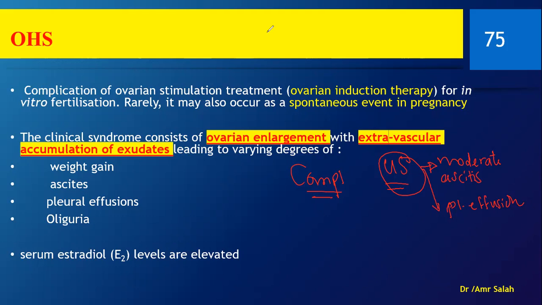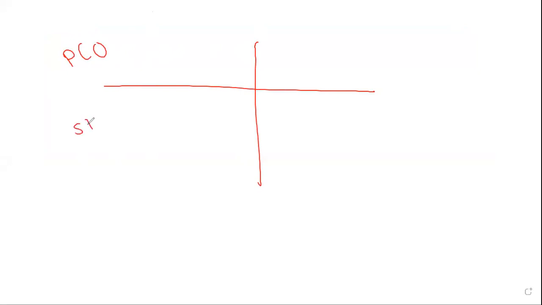So let's wrap things together now and make a sum up of both the ovarian hyperstimulation syndrome and the ovarian hyperstimulated appearance, along with the PCO and the PCO syndrome as well. Okay. Here the PCO appearance, and here the stimulated ovary appearance. Here the PCO syndrome, and here the ovarian hyperstimulation syndrome. Okay?